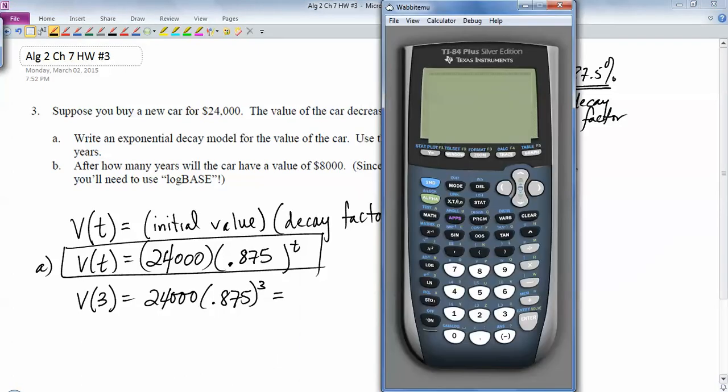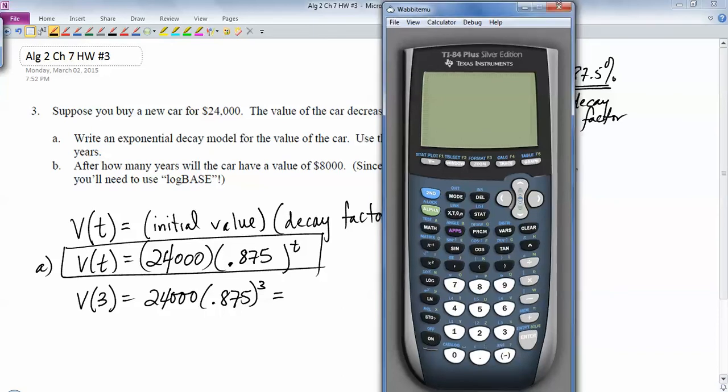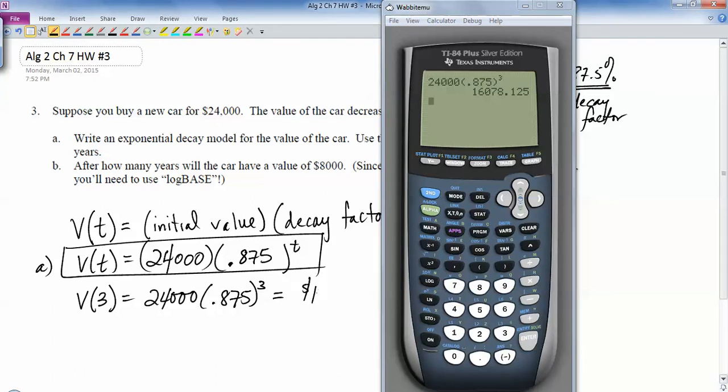And I'll use the calculator here for it. Of course, it won't turn on, so I'll restart it. Let's try restarting it one more time. There we go. So 24,000 times 0.875 to the third. $16,078 and let's say 13 cents since we're going to round up there.